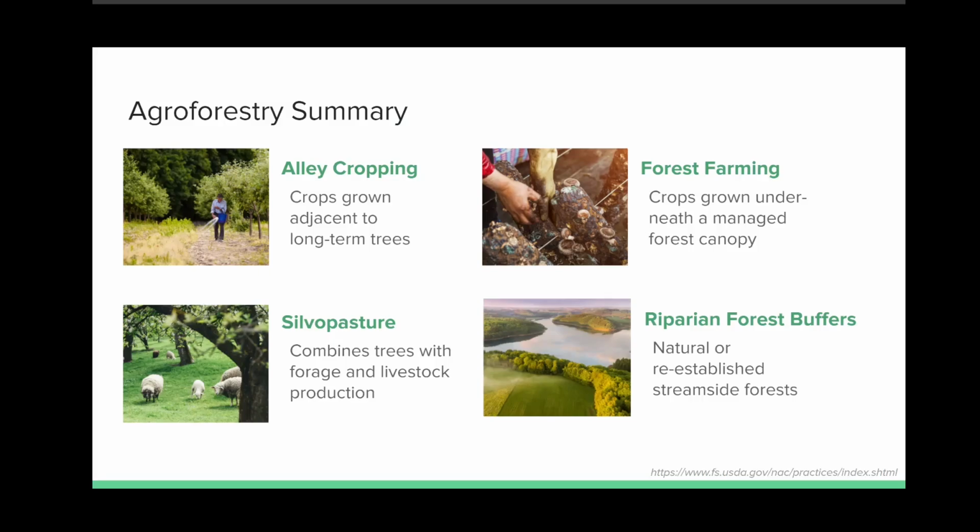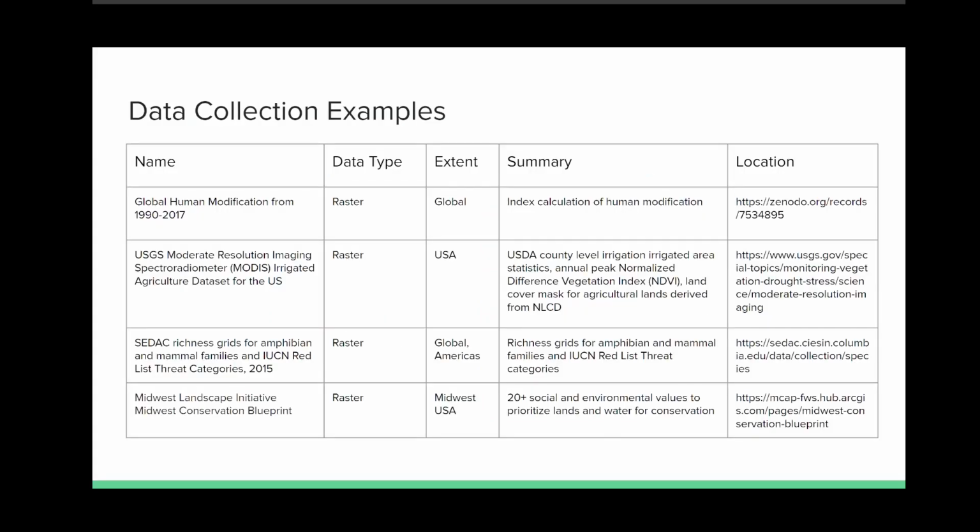It's very broad. I'm attempting to capture the breadth of conservation data by finding data that is already indexed. These are studies that others have done to summarize types of environmental benefits. I show some examples here. We have data on global human modification, on irrigation in the United States, on animal species richness and diversity, and a consolidated index from the Midwest Landscape Initiative.